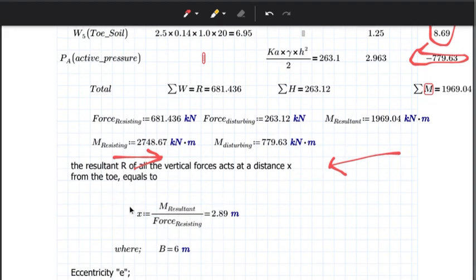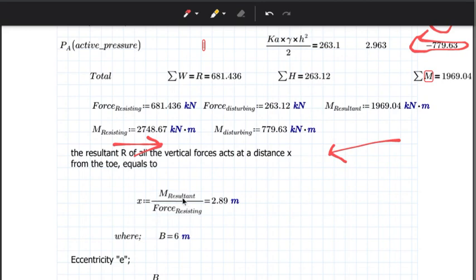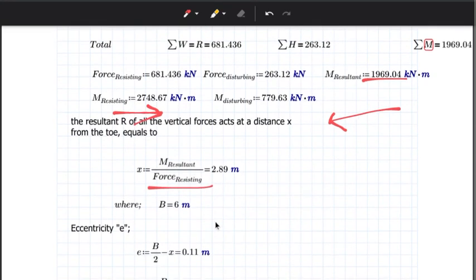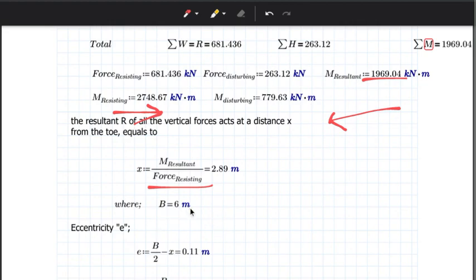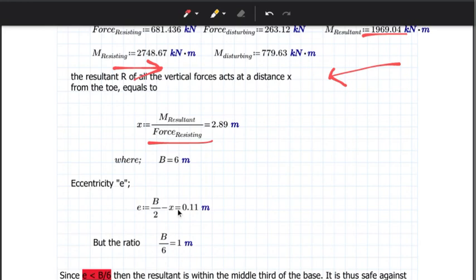Then getting the eccentricity, we have to divide the resisting moment over the resisting force. This is our resisting moment and this is our resisting force. We have 2.89, and our breadth is 6 meters. The width of the base slab is 6 meters. Now we check if the eccentricity is within the acceptable limits, so that the toe won't be too overburdened by the pressure.